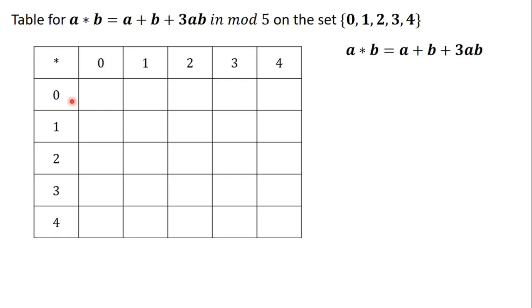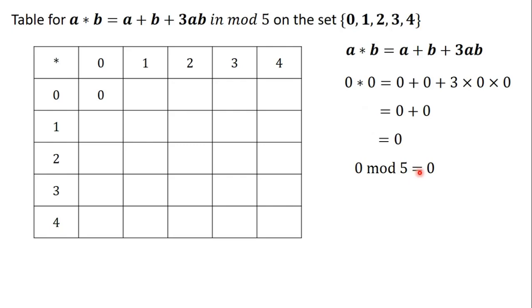Let's fill the table. The first one is 0 star 0. 0 star 0 will be equal to 0 plus 0 plus 3 times 0 times 0, because 3ab is the same as 3 times a times b. And this will give us 0 plus 0. 0 plus 0 is 0. We will find 0 in mode 5 because star is defined in mode 5. 0 in mode 5 is 0. Let's move on to the next one.